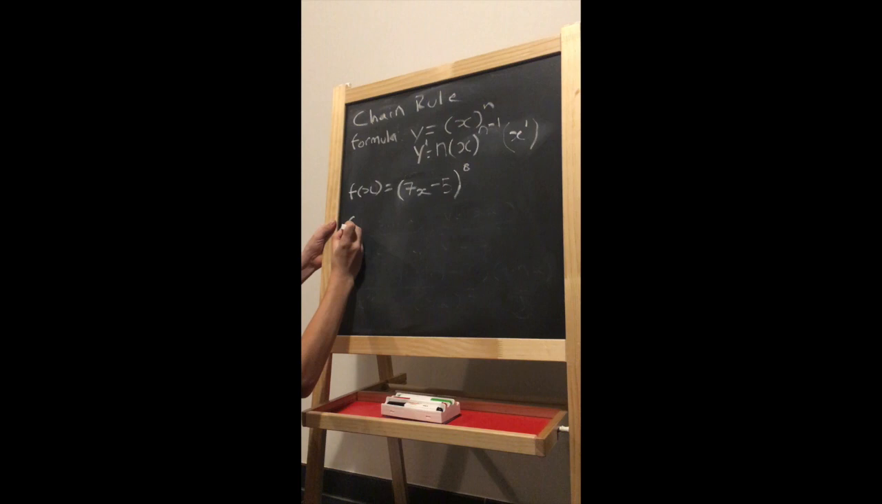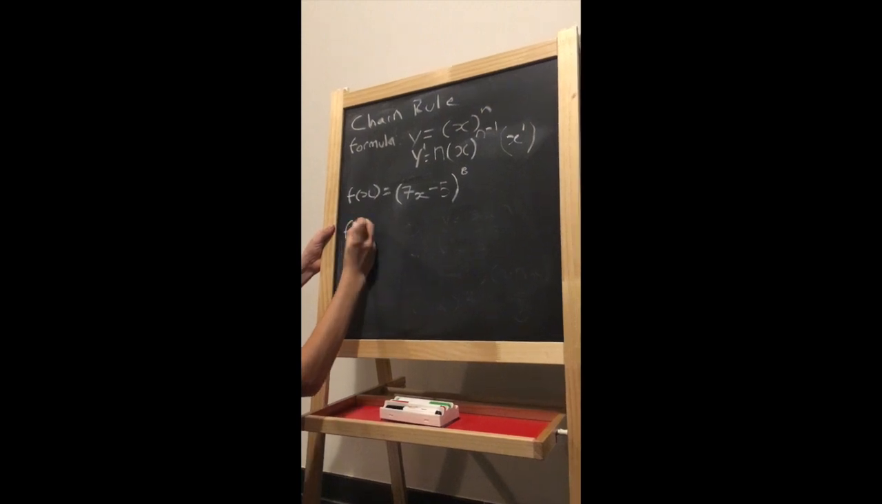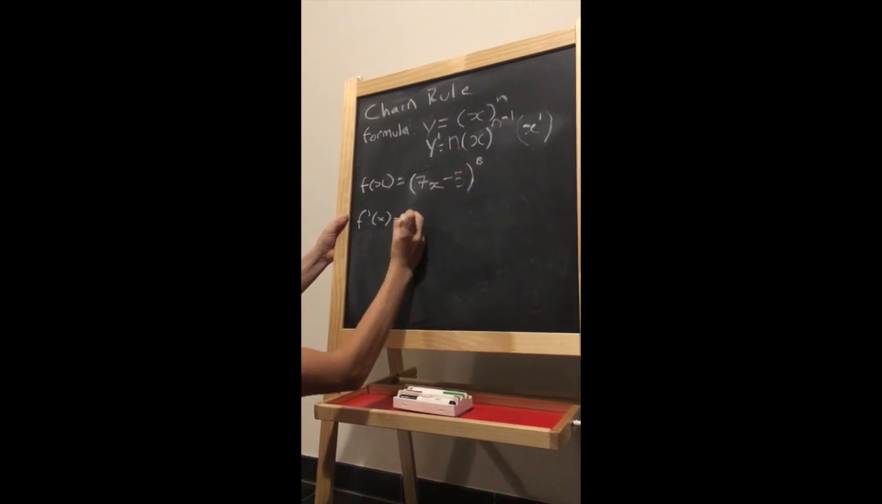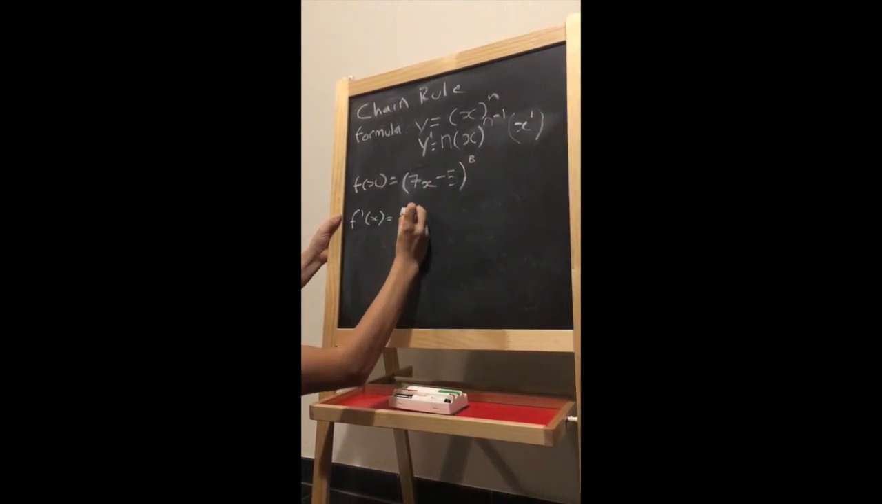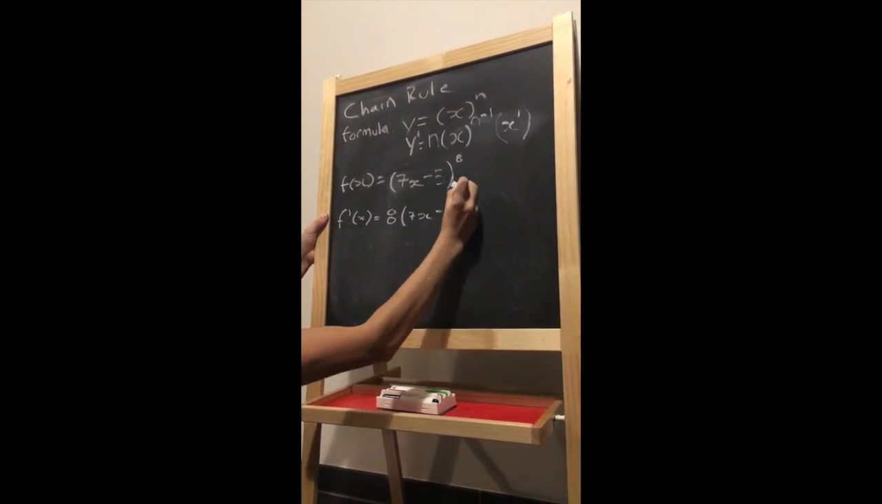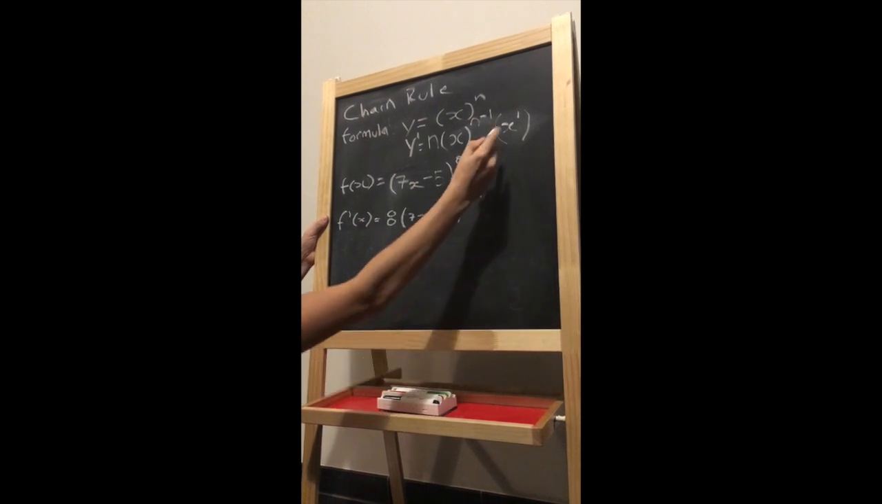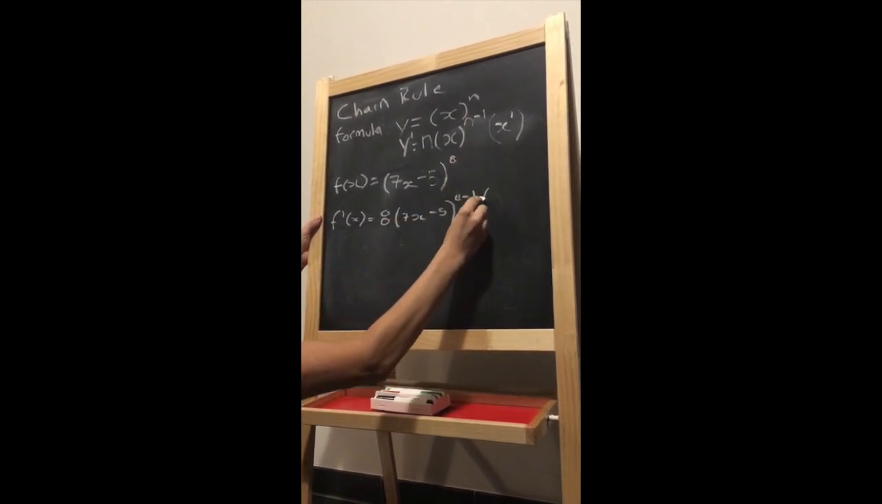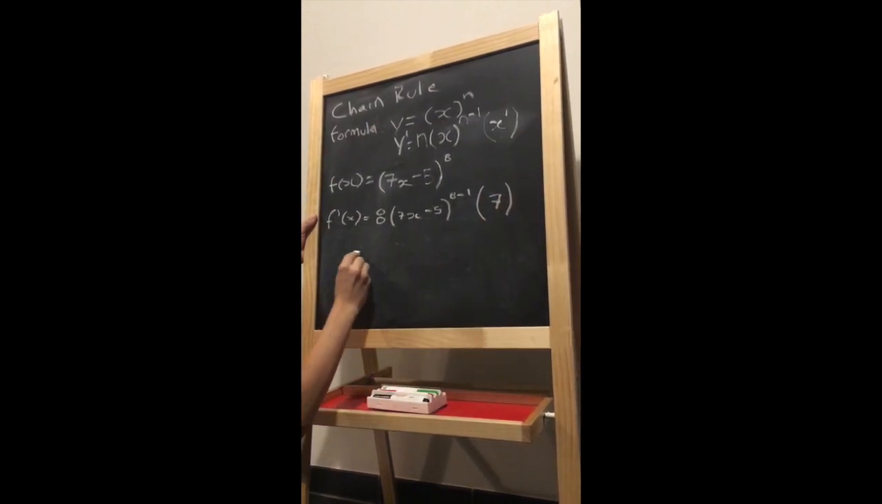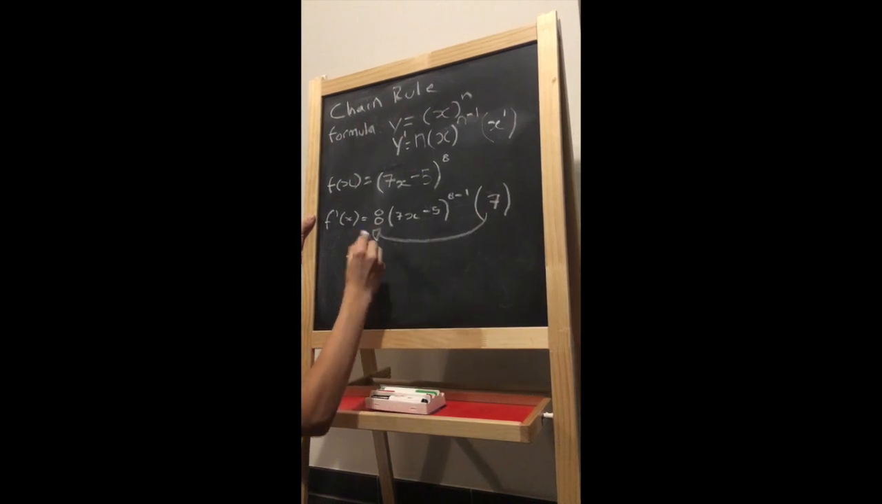Now let's try to find the derivative of f of x equals 7x minus 5, all to the power of 8. This example is very easy. All you need to do is put the power at the front, as the formula indicates. So you're multiplying everything by 8, putting 7x minus 5, taking away 1 from the original power, which is 8 minus 1, and then you're multiplying everything by the derivative of what's inside the bracket.